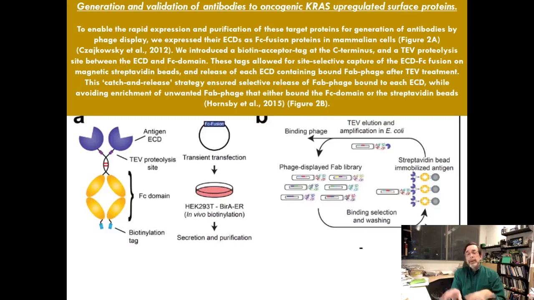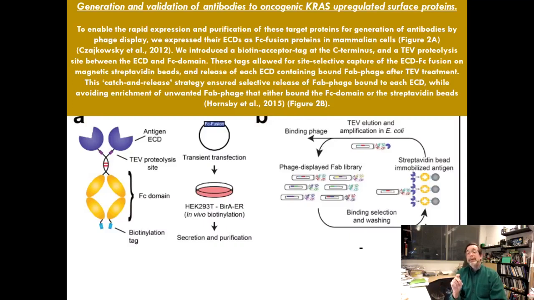You flow the millions of bacteriophages over the immobilized antigen, and some of them stick. When they stick, you wash the other ones off, then you elute the ones that stuck and you sequence their DNA or RNA, whichever one they have, and then you read it off and you know what the antibody sequence is, what the mutation was that successfully bound the antigen.